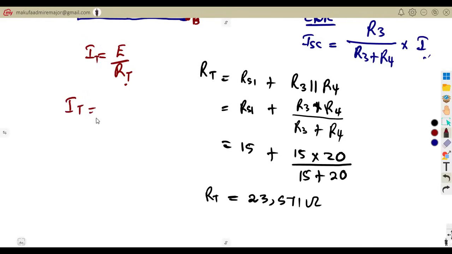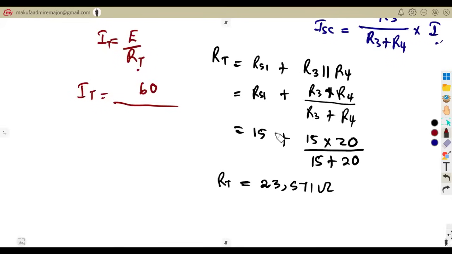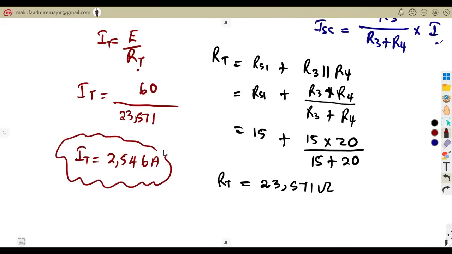That's our total resistance, which is going to help us now to find the total current. From this, total current can be obtained. What is the voltage that you are given? That is 60 volts over what? The total resistance that you just calculated, which is 23.571. So the total current could have been calculated from there. And that is going to give us 2.546 amps.